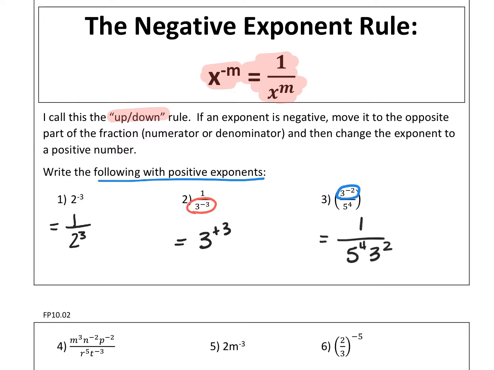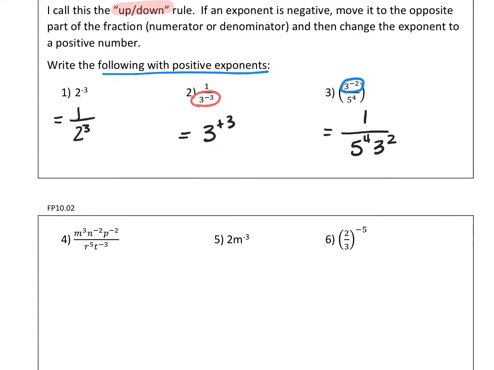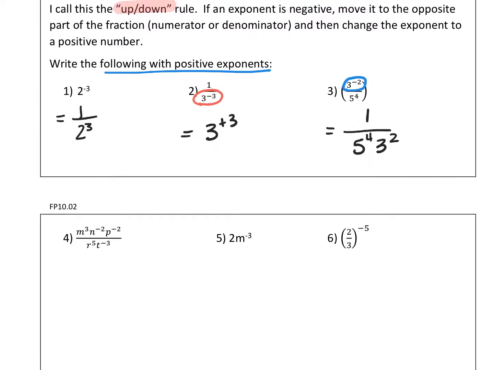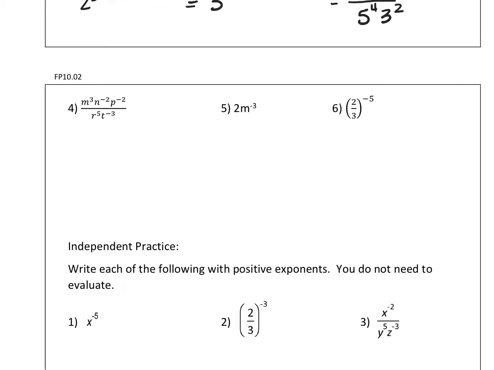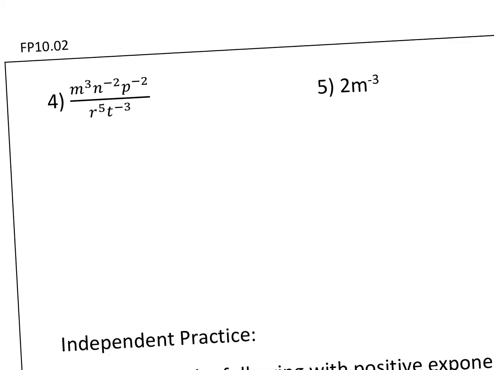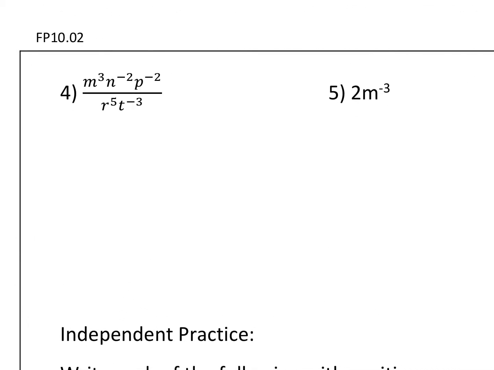Okay, let's look at some examples containing variables, or a little bit more complicated examples. So when you look at number 4, you might be a little bit afraid. I'm going to make this a bit bigger here, but don't be afraid. So my strategy is this. Go through and identify all the things that need to move. So all the things that are negative exponents. So this guy, that guy, and that guy.